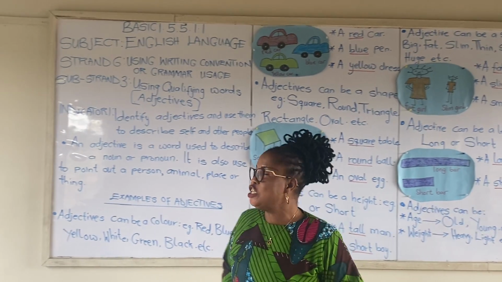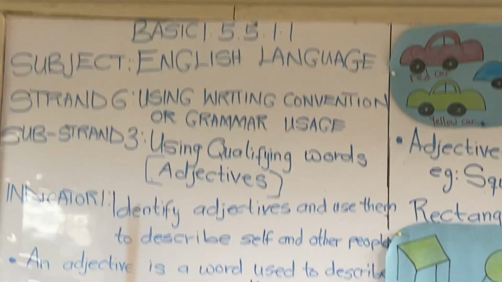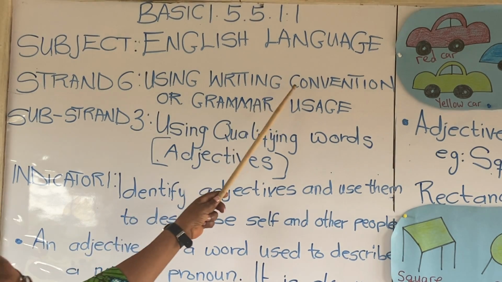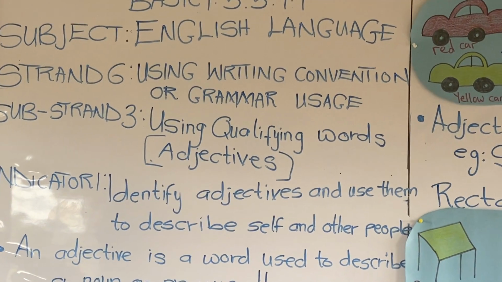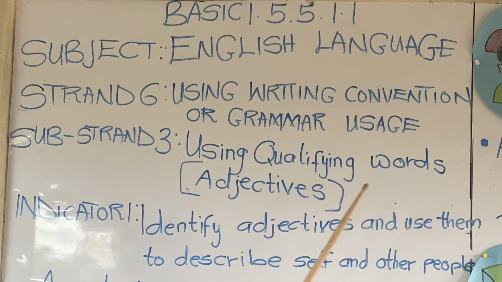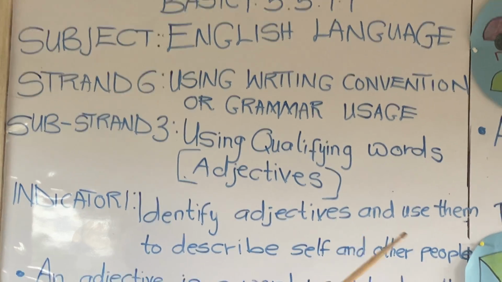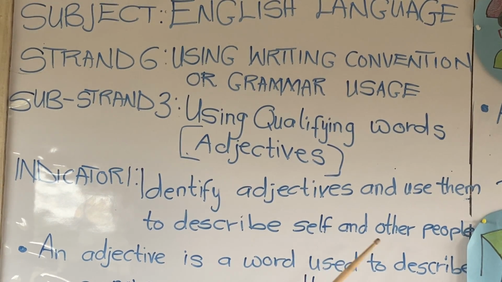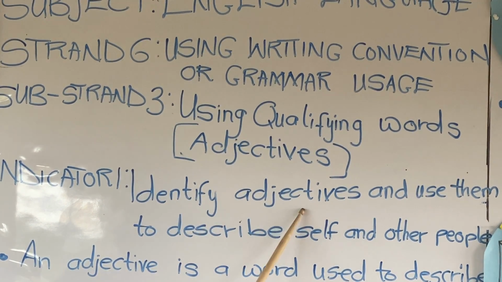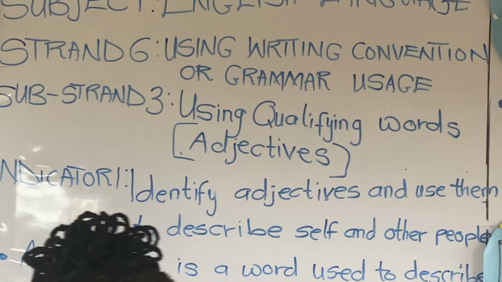Today's tutorial is on English language, taken from strand 6, using writing convention or grammar usage. Substrand 3, using qualifying words, that is adjectives. Indicator 1. Identify adjectives and use them to describe self and other people. You are to identify adjectives and use them to describe self and other people.